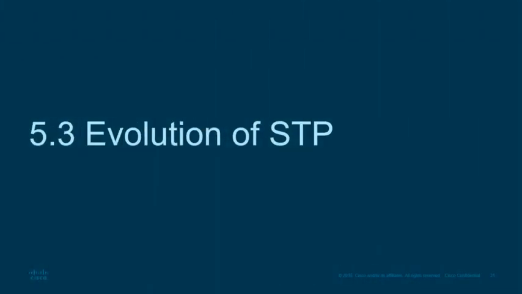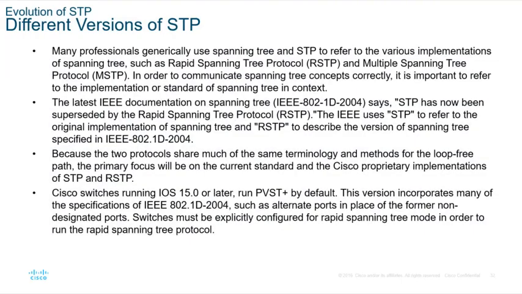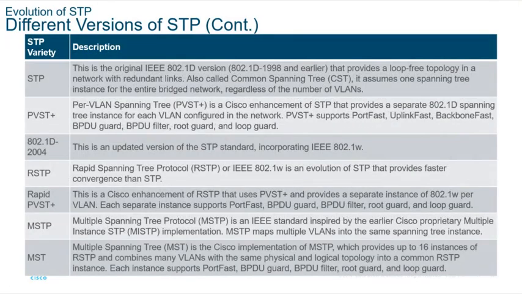The evolution of STP, we need just to look at, because there are multiple types or a variety of STP. So we have the spanning tree protocol, the flat one, which is this. Then we have per VLAN STP. Then this is a Cisco enhancement, it's Cisco proprietary. Then we have this one here, which is an updated version of the STP standard.